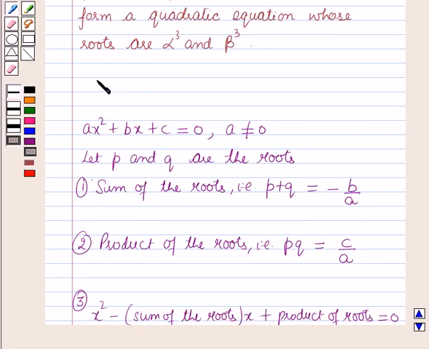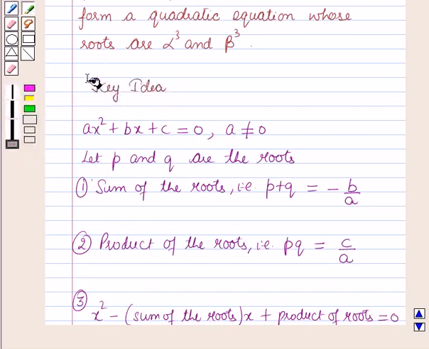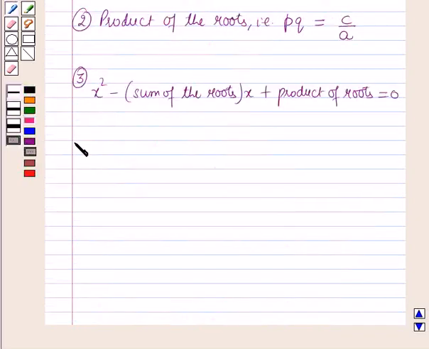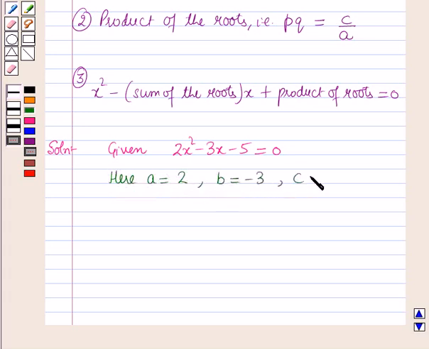Now these results will work out as a key idea for solving out this question. And now we will start with the solution. Here, the equation is given as 2x square minus 3x minus 5 is equal to 0. Now, comparing this with the standard form of quadratic equation, here a is equal to 2, b is equal to minus 3 and c is equal to minus 5.